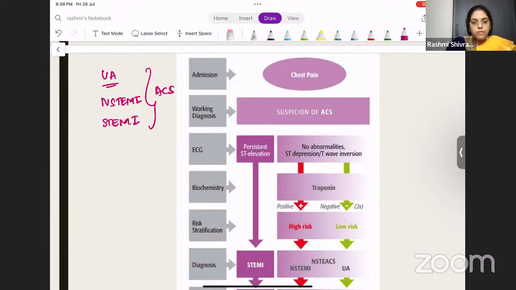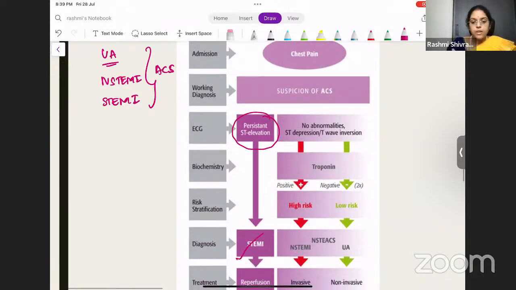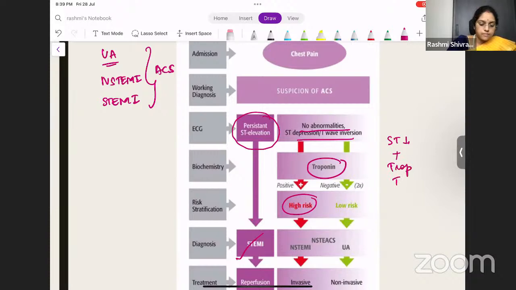Next, move on. You have a suspicion of acute coronary syndrome. You find that the person is having a persistent ST elevation. What does that mean? He's having STEMI. This is very obvious. But on another occasion, you see that there are no abnormalities on the ECG, or there is an ST depression or T wave inversion. In that situation, you check the troponin levels. If there are ST changes or ST depression plus troponin positive, what is this? NSTEMI. If the troponins are negative, it is unstable angina. So, ST elevation is STEMI. Non-ST elevation, that is ST depression or T wave inversion, you check the troponins. If positive, it is NSTEMI. If negative, it is unstable angina.